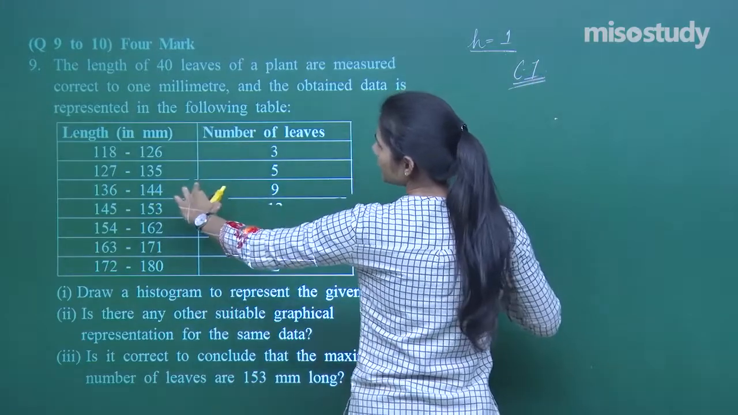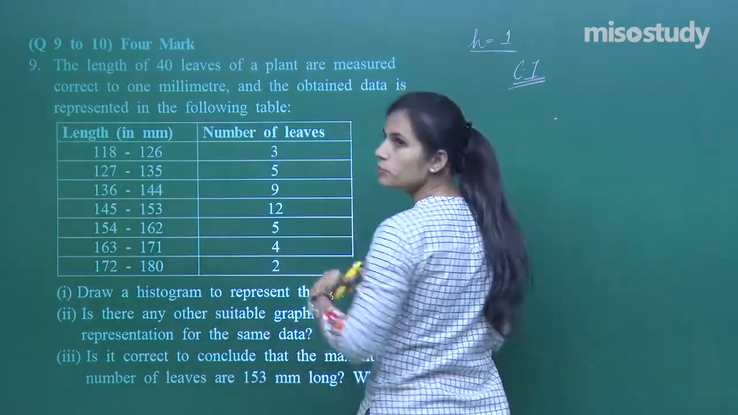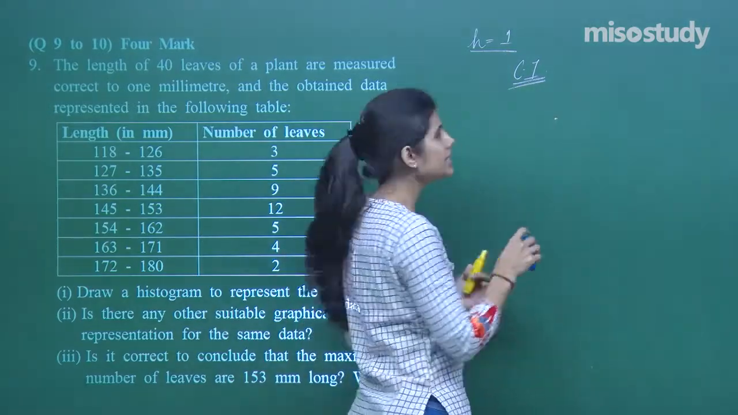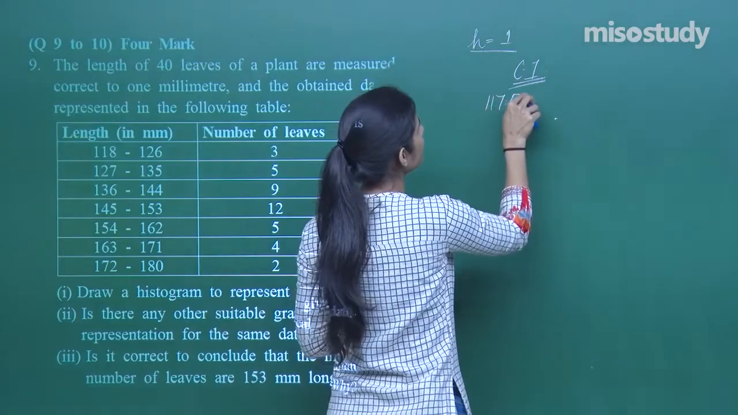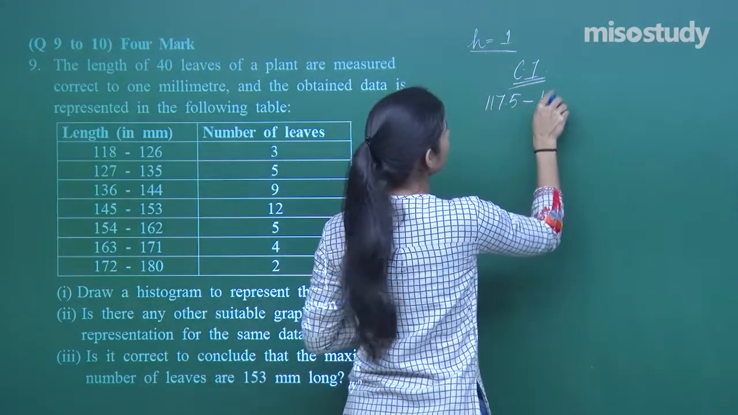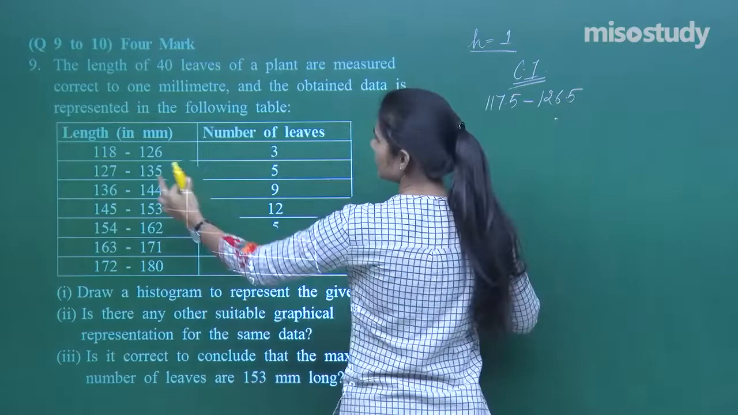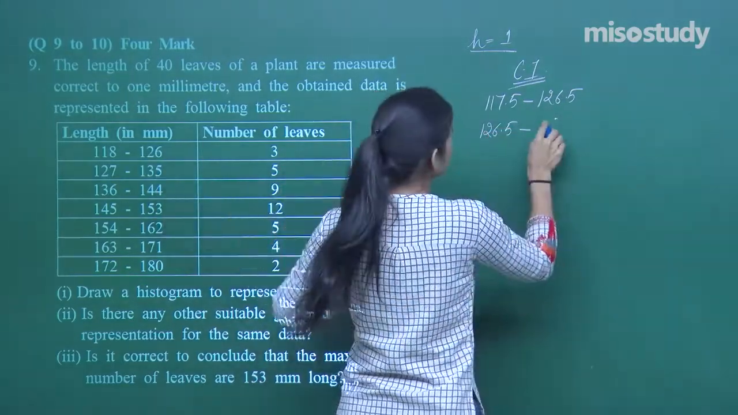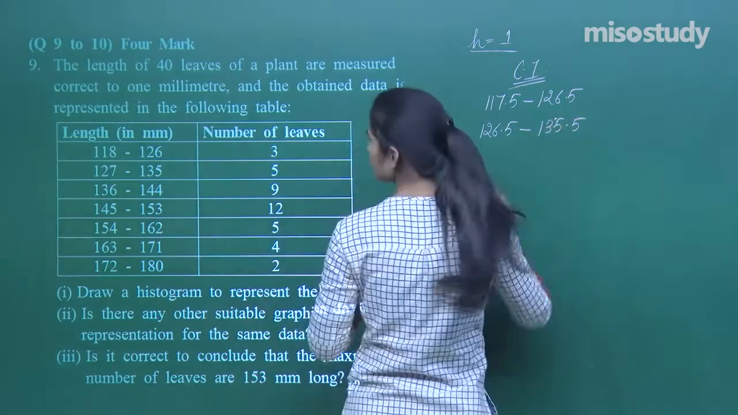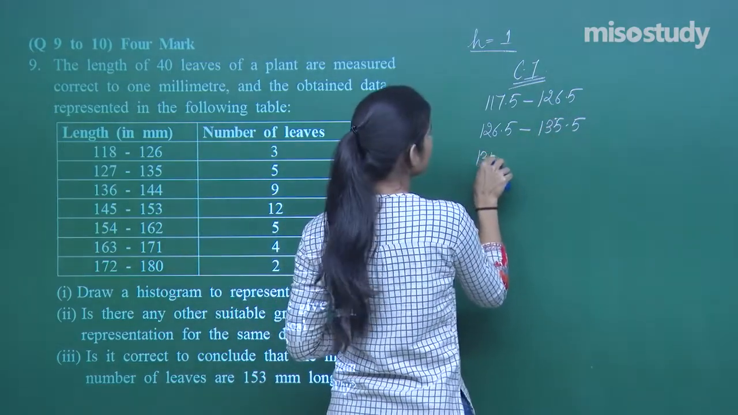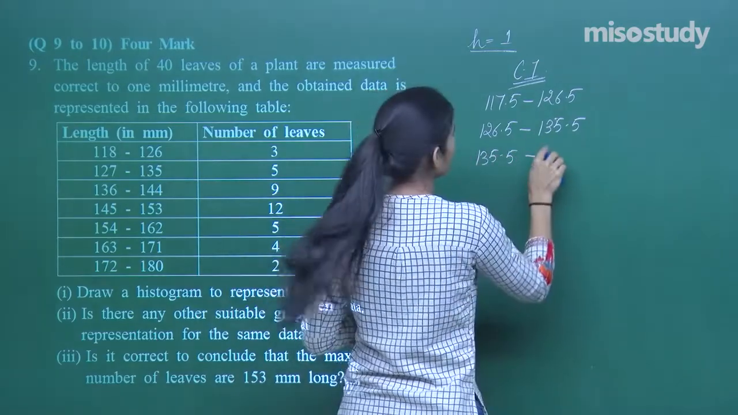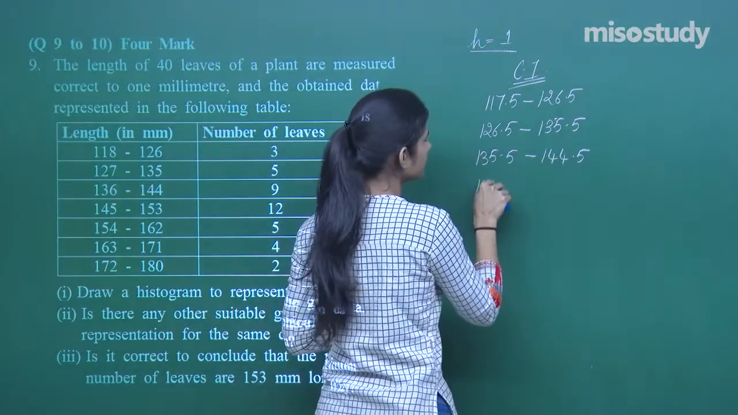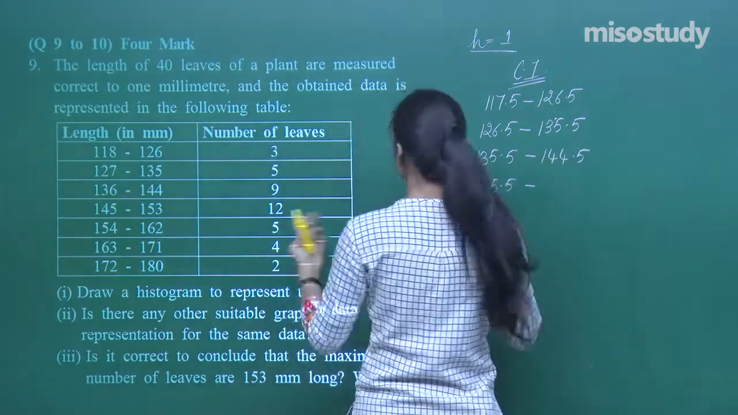So what you are going to do, you will be replacing class intervals by new class intervals. A to B will be replaced by A minus h by 2 to B plus h by 2. So 118 minus 1 by 2, that means 118 minus half is 117.5 and 126 plus half is 126.5. Similarly, 127 minus half, 135 plus half, 136 minus half, 144 plus half, 145 minus half, 153 plus half.